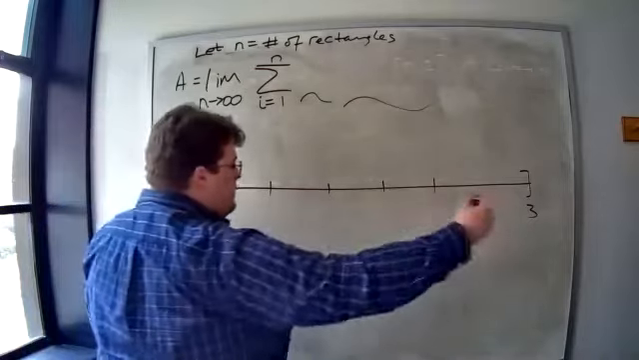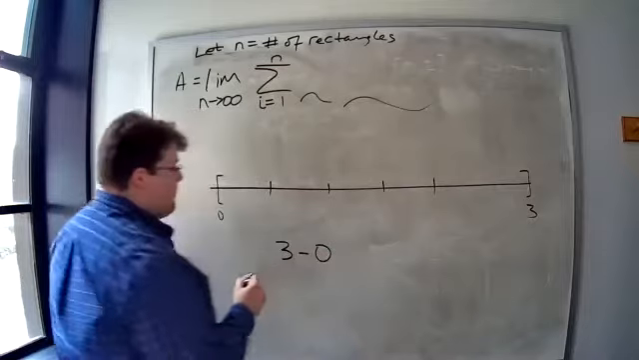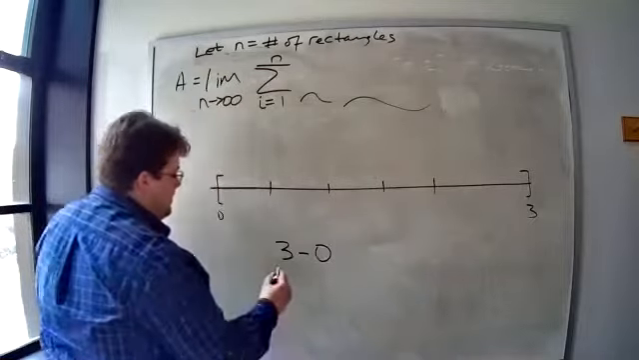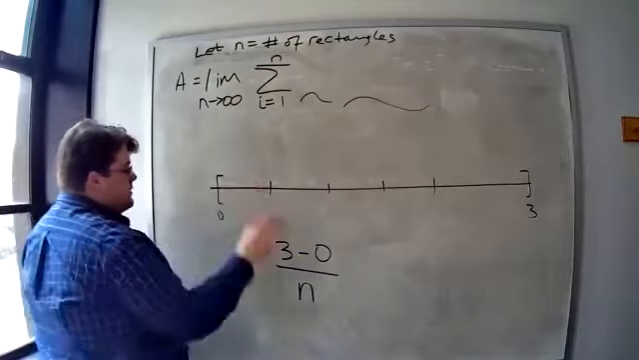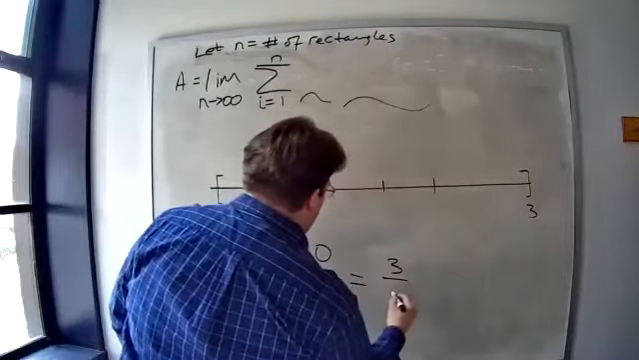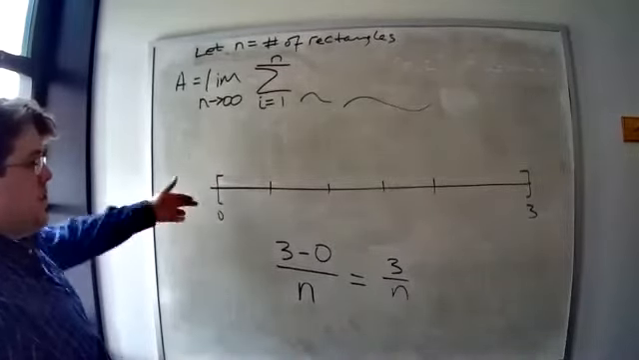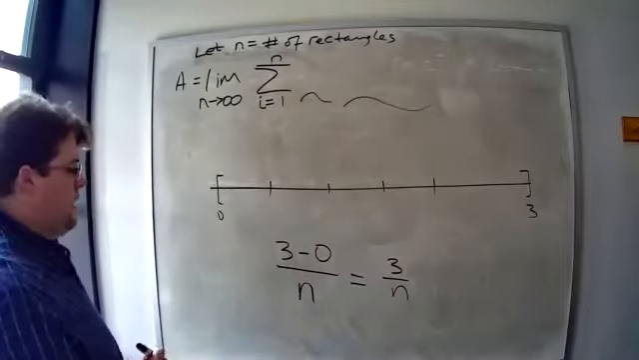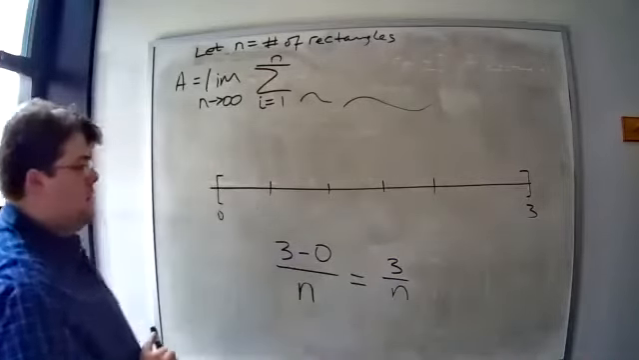How? Well, we have an interval 0 to 3. So we have an interval with length 3, 3 minus 0. We're dividing it now into n pieces. So each of these subintervals is going to have length 3 over n. An interval with length 3 divided into n pieces. Any questions about getting this 3 over n?